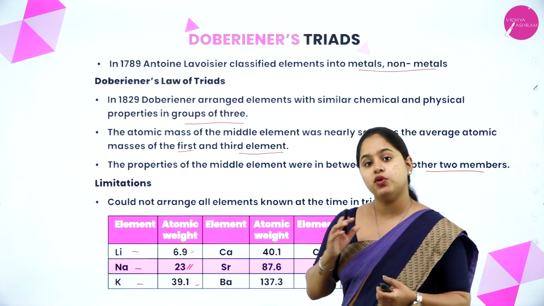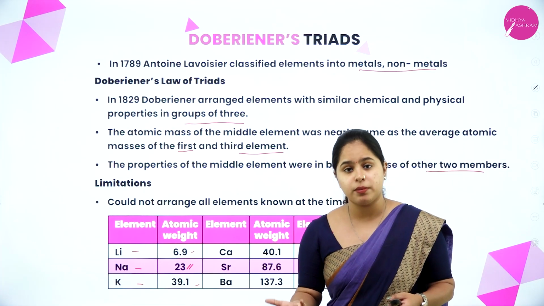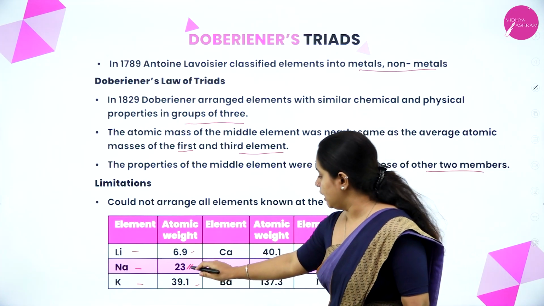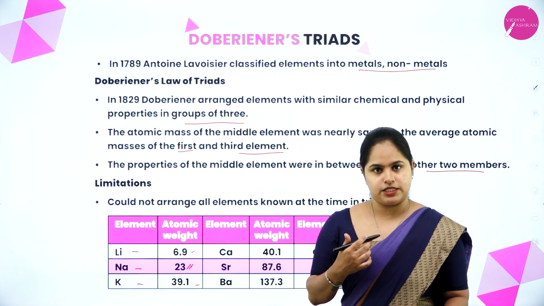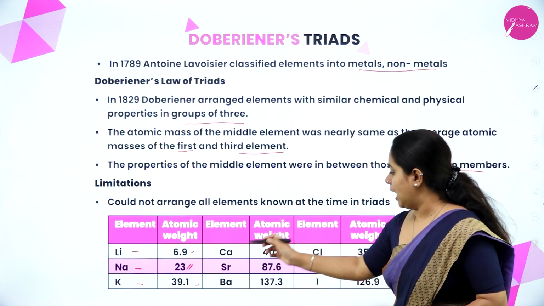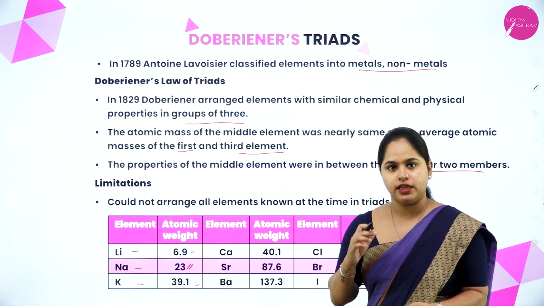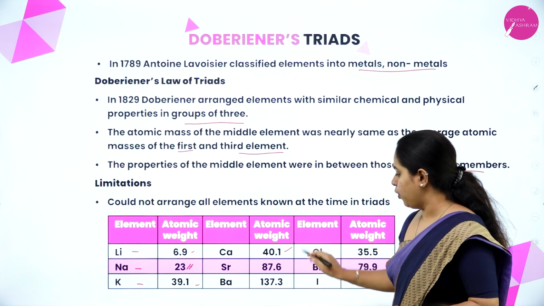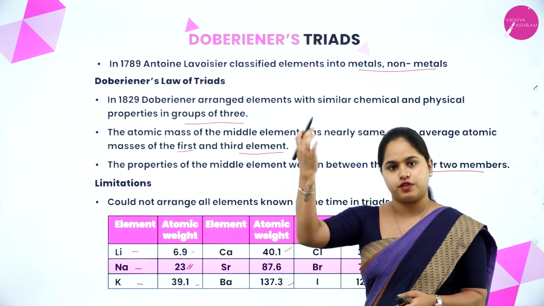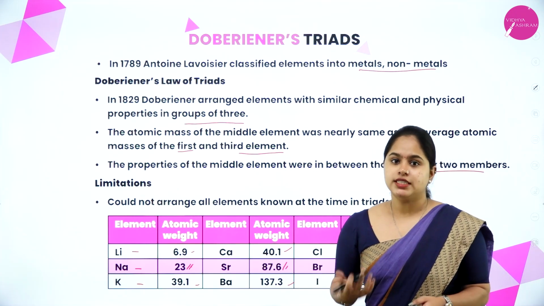This was the beauty of Döbereiner's triads. Once you take the average of the atomic masses of the first and third elements, you will get the atomic mass of the middle element. So this was one triad. Then there was calcium, strontium and barium. That was also a group of 3, another triad. See, 40.1 plus 137.3 divided by 2. If you take the average of the first and third elements, you will get the atomic mass of the second element.